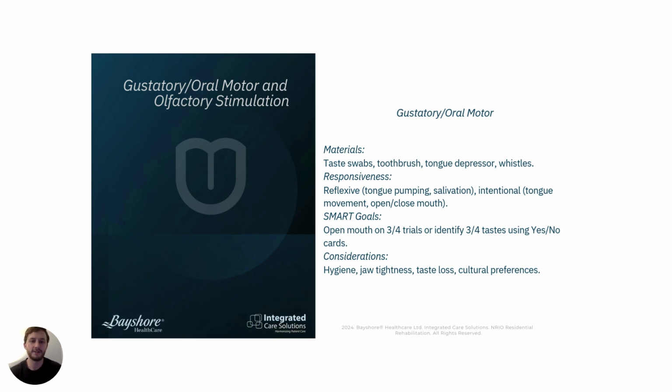Oral motor conditions would be test swabs, toothbrush, tongue depressors, whistles, responsiveness, tongue prompting, intentional movements, hygiene, jaw tightness, taste loss, and cultural preferences. This is just to get their mouth moving again.